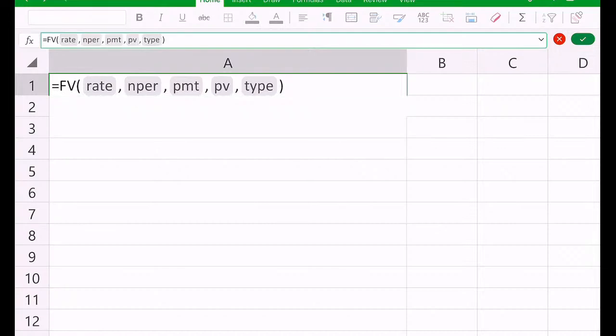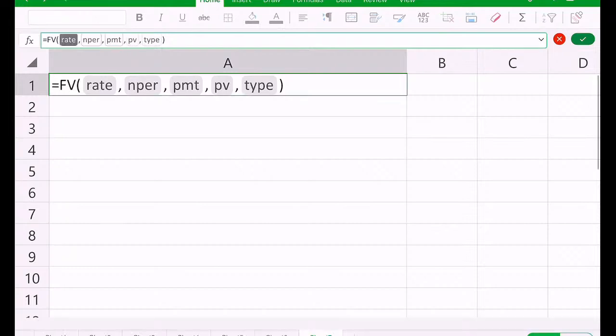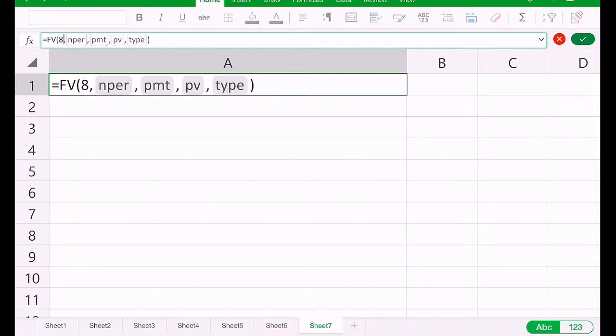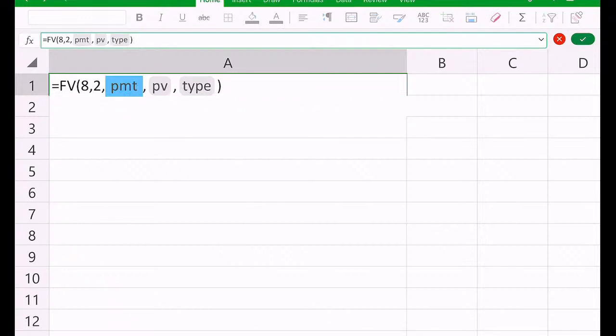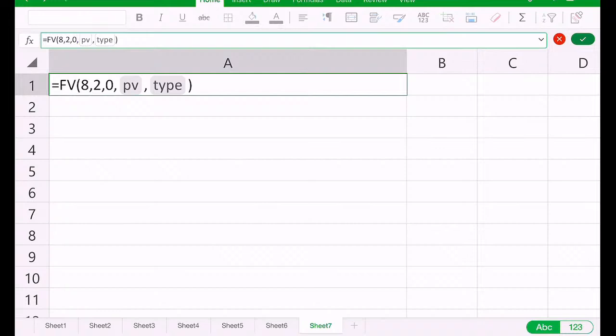Let's do the 8% problem. So I would put 8, and then the number of periods, it's always 2 for our problems. We had no payment, so it was 0. And then PV, let's do the first one, because we're getting FV, right? So PV was 1,000.